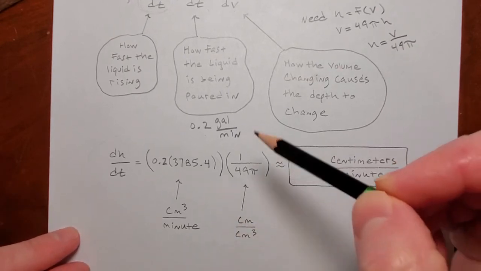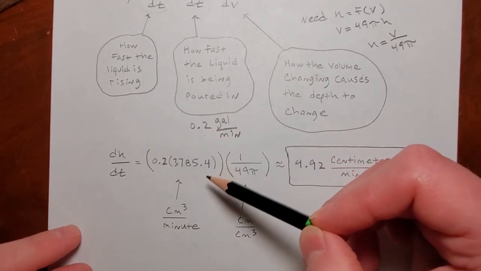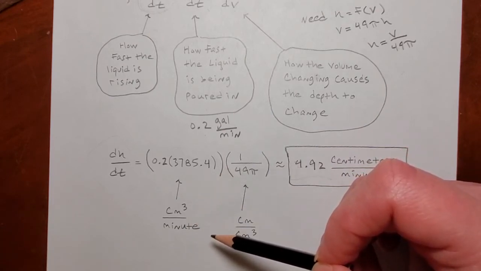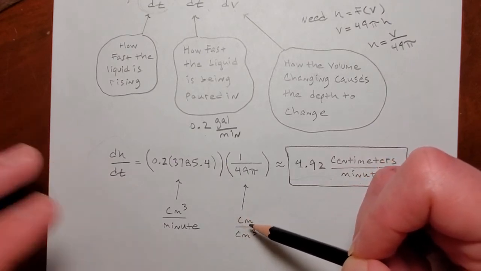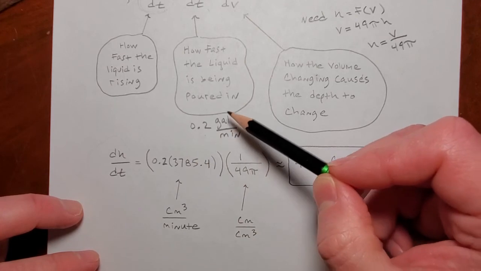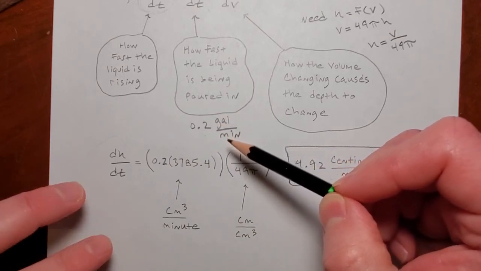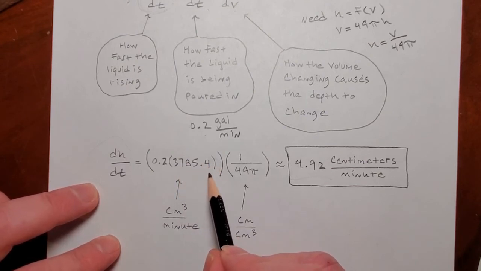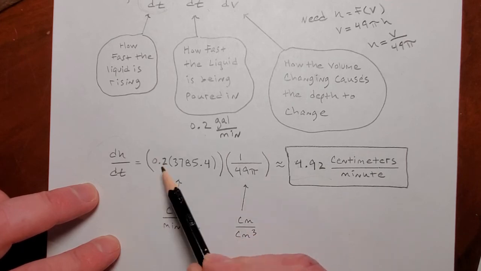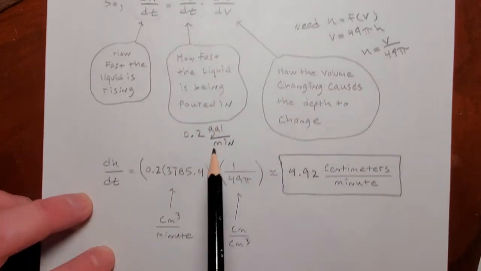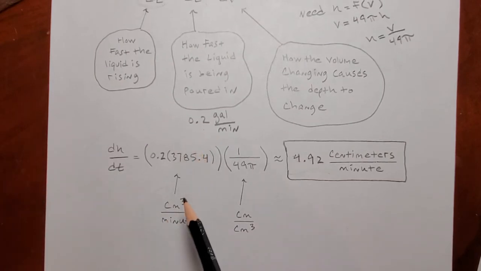Okay? So I've got to convert gallons per minute to cubic centimeters per minute. I have to make all my units agree with each other. So if I'm measuring distances in centimeters, then that volume right there is going to have to be in cubic centimeters, not gallons. All right. So 1 gallon is, it turns out, equal to 3,785.4 cubic centimeters.